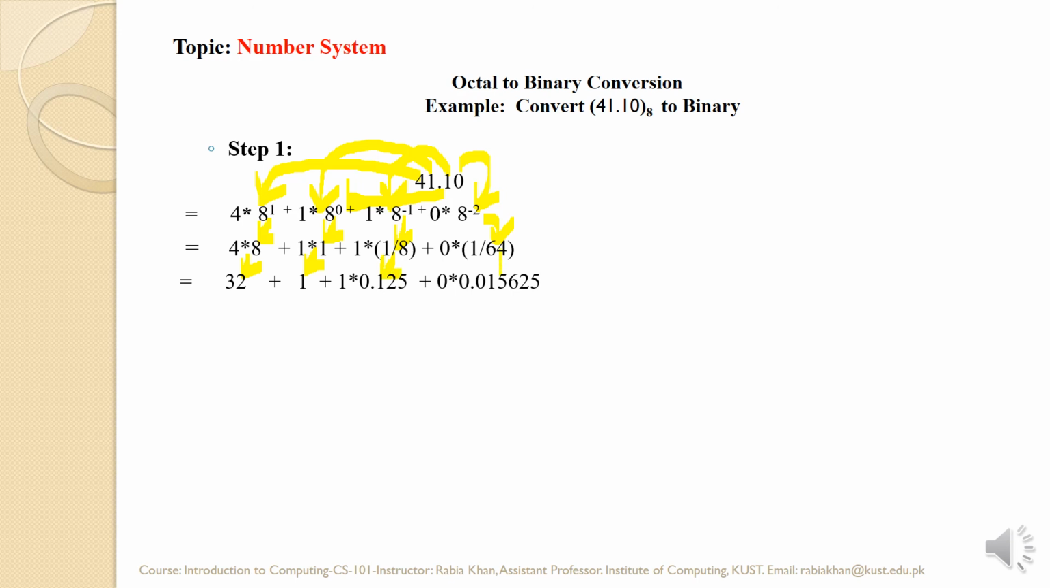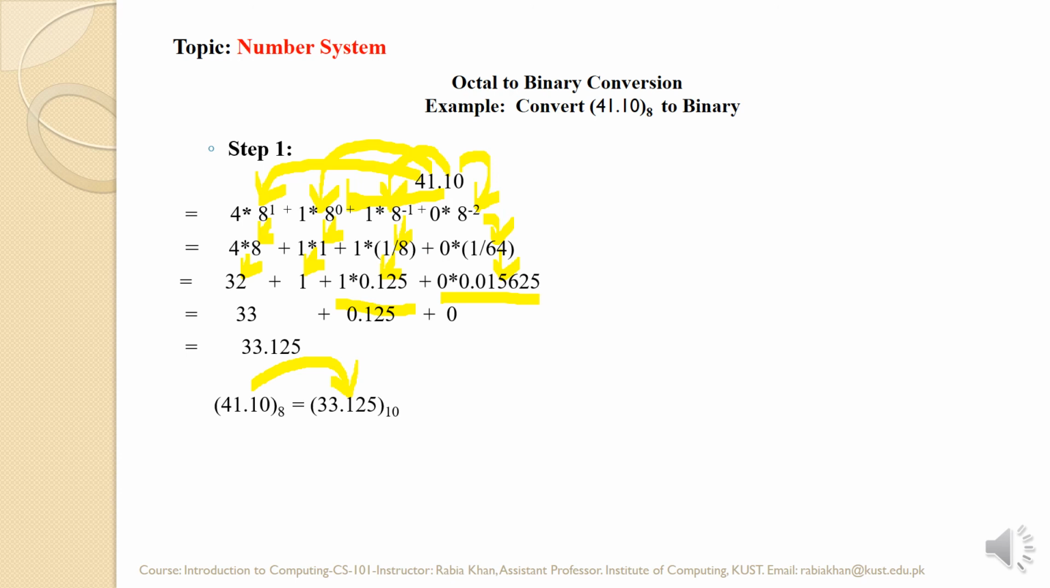1 by 64, the result is 0.15625. So we need to now first multiply these products. After multiplication, this is the result and we add up the products. The answer is 33.125, but this is a decimal number. So 41.10 in octal is converted to 33.125 in the decimal number system.